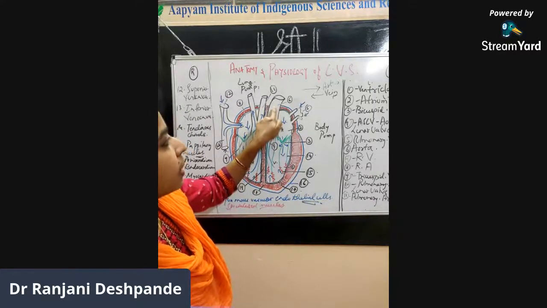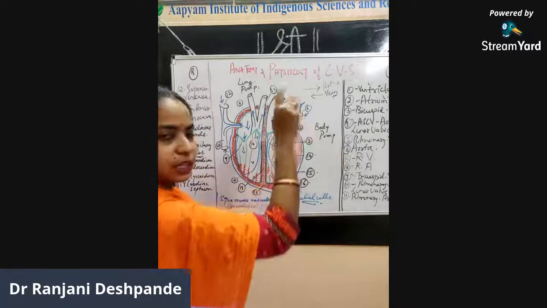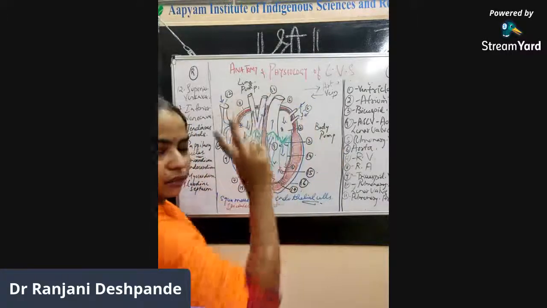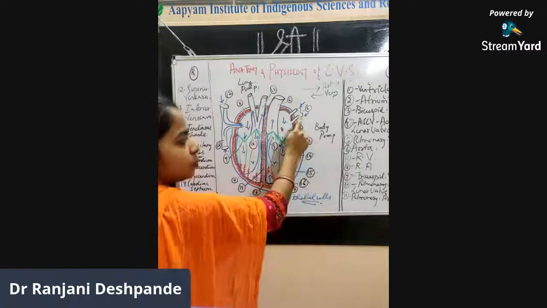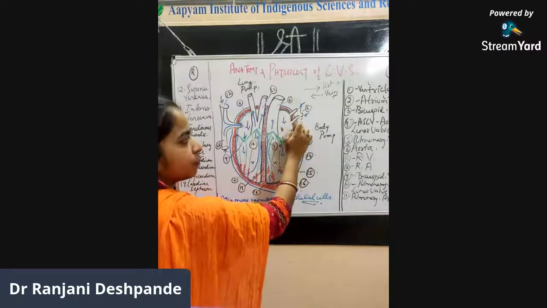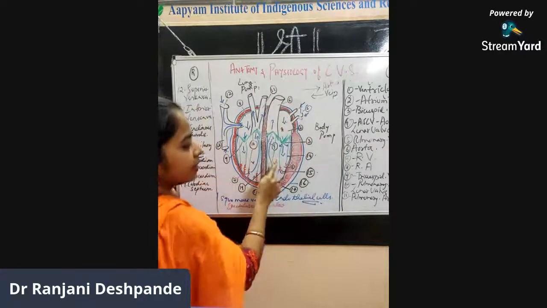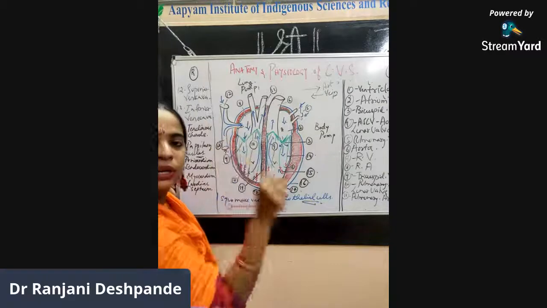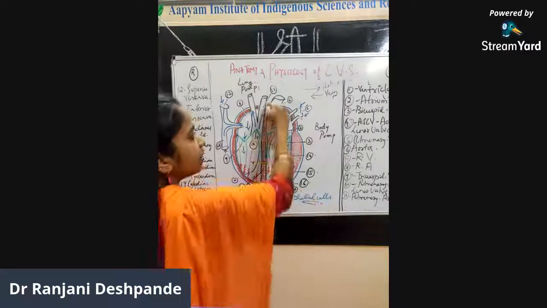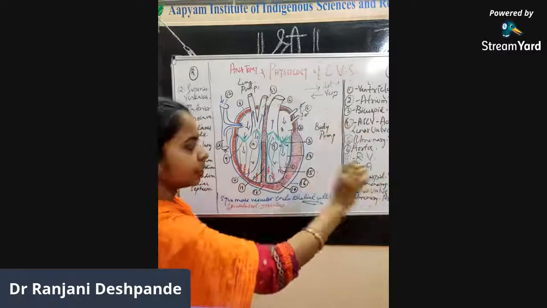Then 5, we have the pulmonary veins. What are pulmonary veins? These are actually 4 veins; diagrammatically, we have depicted only 2. These veins bring the oxygenated blood from the lung into the left atrium. So 5 is the pulmonary veins. Next is the aorta, 6, that leaves the left ventricle. It carries the oxygenated blood and pushes it to the systemic circulation.